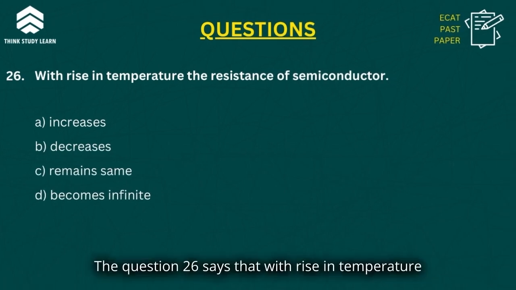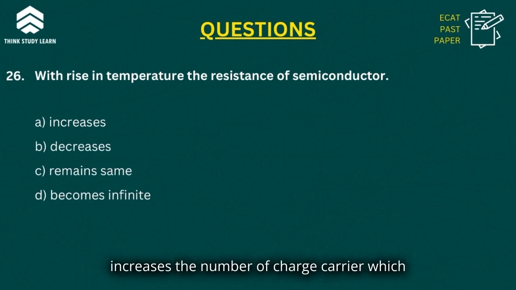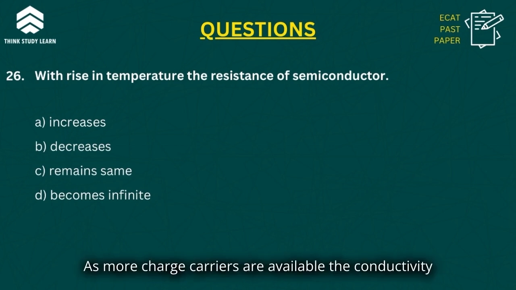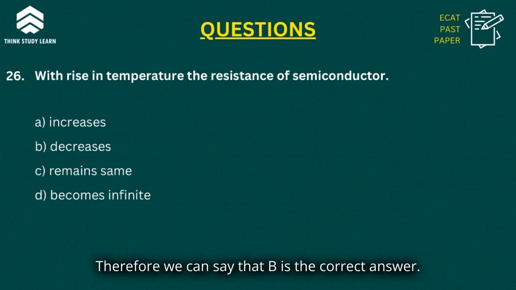Question 26 says that with rise in temperature, the resistance of a semiconductor. When the temperature increases, the number of charge carriers, which are electrons or holes, increases due to more thermal energy being available to break bonds and release carriers. As more charge carriers are available, the conductivity of the semiconductor increases and its resistance decreases. Therefore, we can say that B is the correct answer.